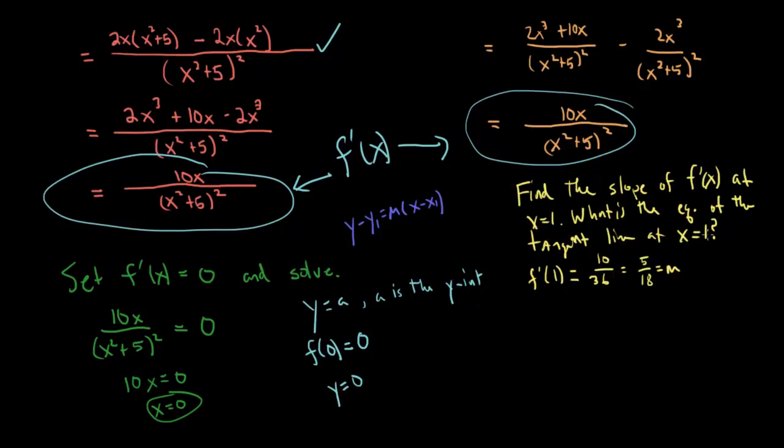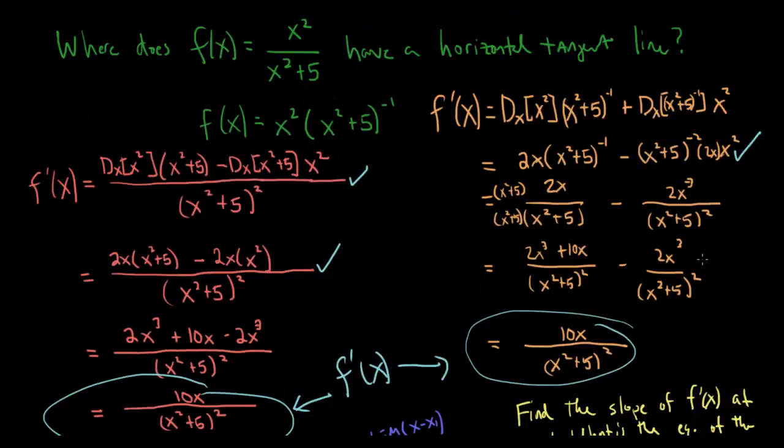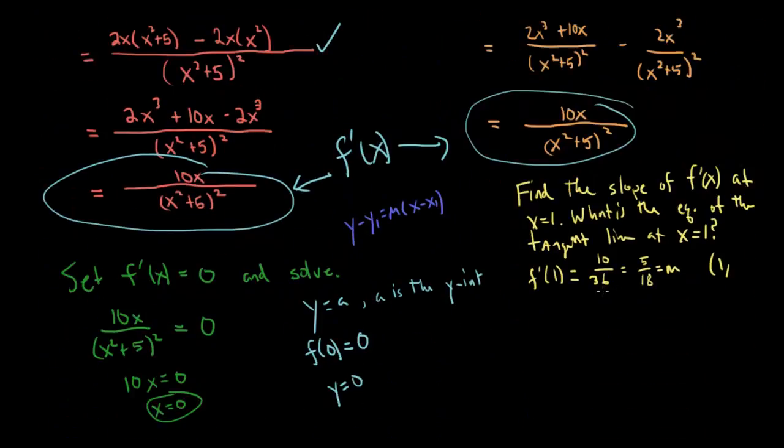So what's the corresponding y value here? What's our point? It's 1 comma something. Let's go back to the original function to find the corresponding y value. It'd be 1 squared divided by 1 squared plus 5. 1 squared, so 1 over 1 plus 5, that's 1 over 6.